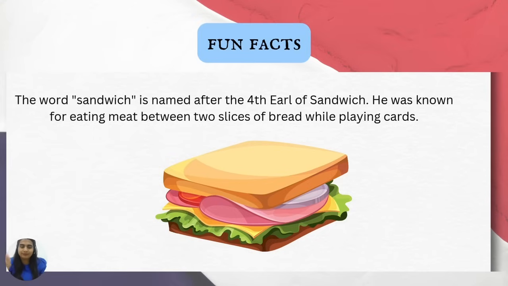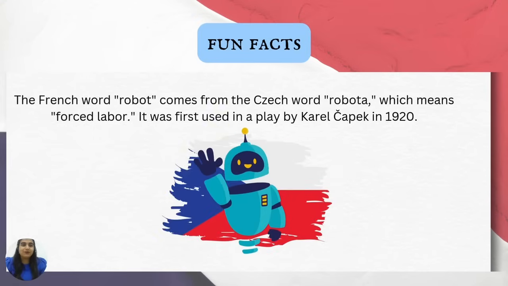What a weird name. Moving on, we have the French word robo. This comes from the word robota, which means forced labor. It was first used in a play by Karel Capek in 1920.